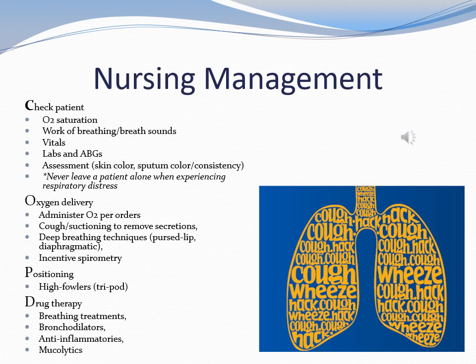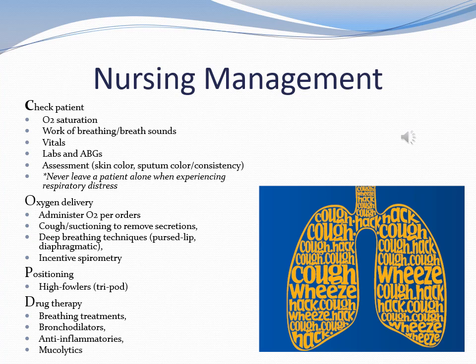This is a little mnemonic just to help with nursing management of our COPD patients. So in C, we want to check on the patient. We want to check their O2 saturation, their level of work of breathing, and their breath sounds, their vitals, any of their labs. We want to do a full assessment, skin color, sputum color, consistency. Never leave these patients alone, especially if they're experiencing some sort of respiratory distress. This is probably where you call a rapid response, so that you can make sure that you get an RT and maybe a physician at bedside.